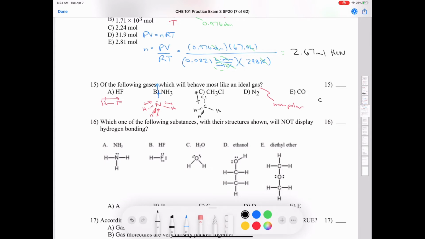And then carbon monoxide, this is the Lewis structure for carbon monoxide, and obviously there's a dipole because oxygen is more electronegative than carbon. Whereas with nitrogen, if I draw the Lewis structure of nitrogen, there is no dipole, so it's nonpolar. So N2 is going to be the answer. We're just looking for which one of these molecules is nonpolar.